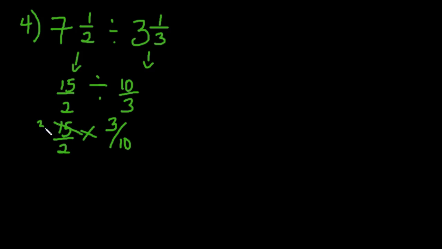5 can go here in 3 times, and 5 can go here in 2 times. So we have 3 multiplied by 3 is 9. 2 multiplied by 2 is 4. How many times can 4 go in 9? That's 2. 2 times 4 is 8. So 2 whole number 1 over 4. And that's my final answer.